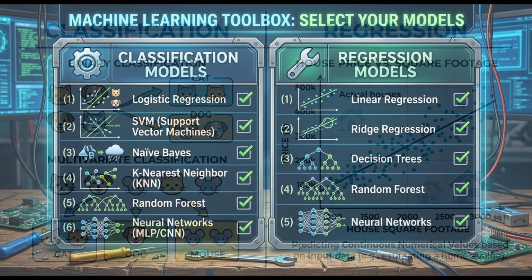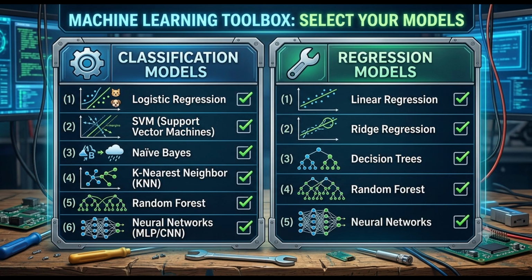Once you know your category, you've got a short list of models to consider. For classification, you might reach for logistic regression, support vector machines, or naive Bayes for simpler problems, or a random forest or a neural network for something more complex. For regression, linear regression and ridge regression are common starting points, with decision trees, random forests, or neural networks available when the relationships in your data are more complicated.